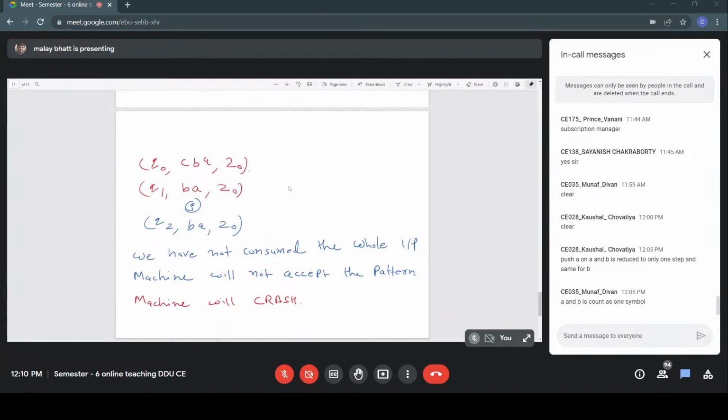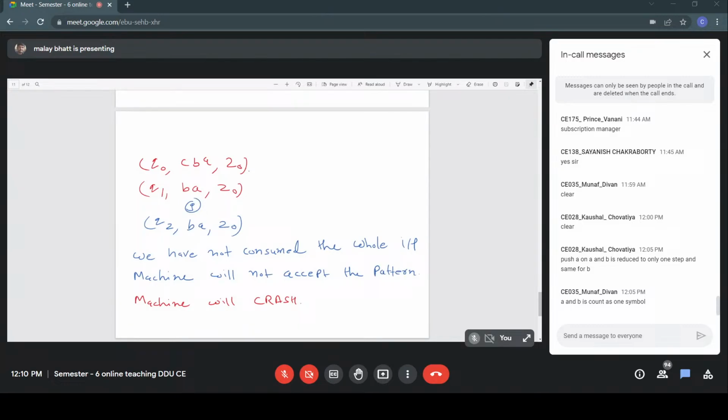Okay, now we have one more example. Q0 CBA Z0. Because it is C, we don't have to do the push operation. Directly we'll do the pop operation. So Q1 state BA, we will ignore the C and Z0.